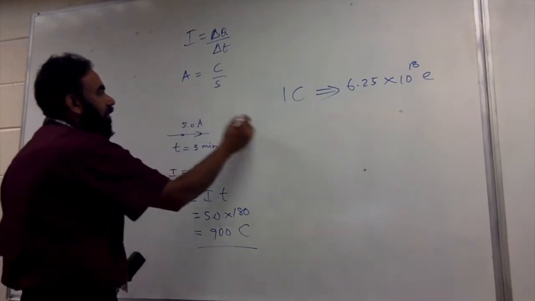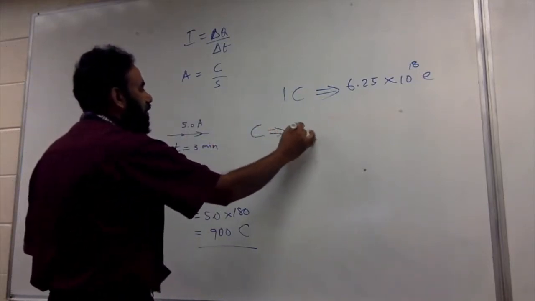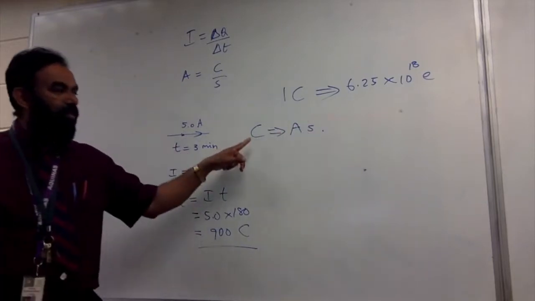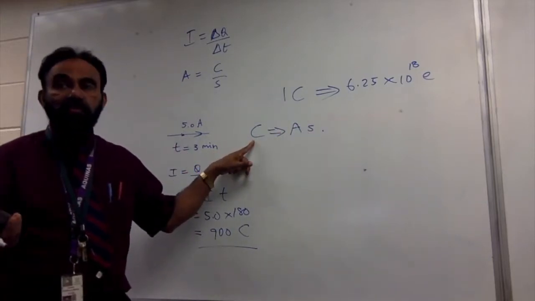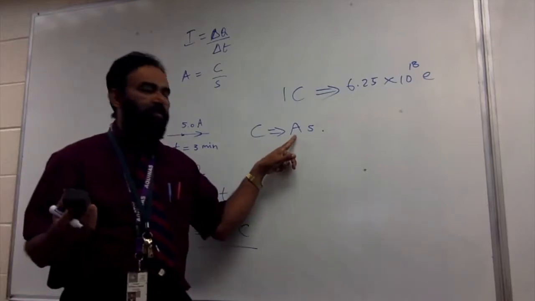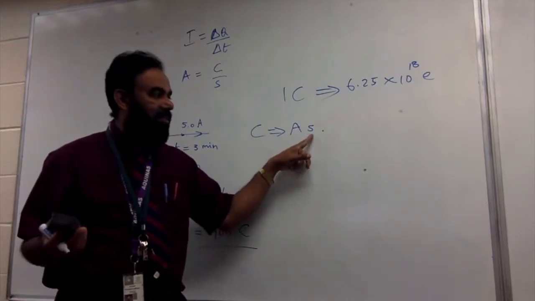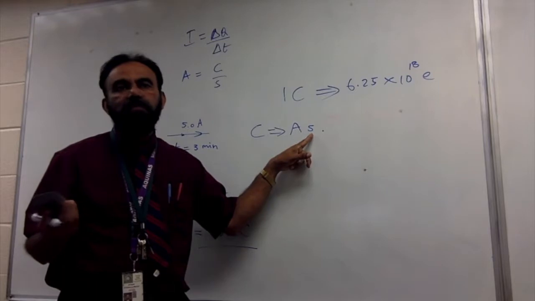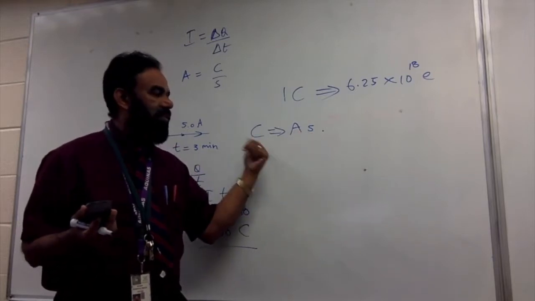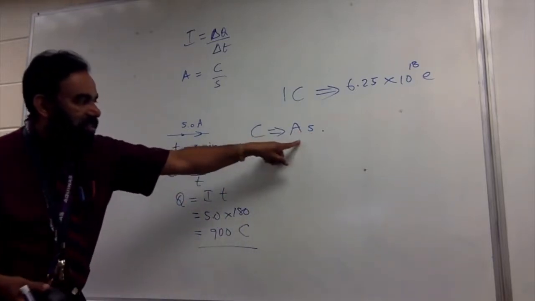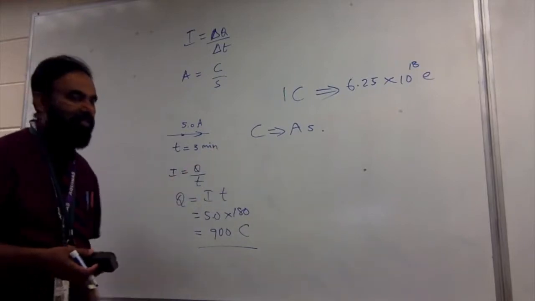So what is a coulomb? A coulomb is ampere second. Remember, coulomb is a derived SI unit of charge. This is a basic SI unit of current, and this is a basic SI unit of time. So ampere second is coulomb. So these are the basic units. These are the derived units.